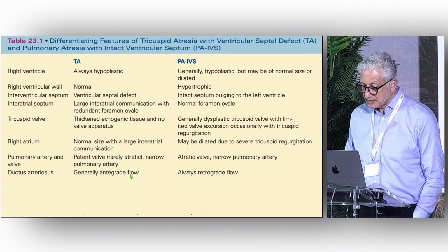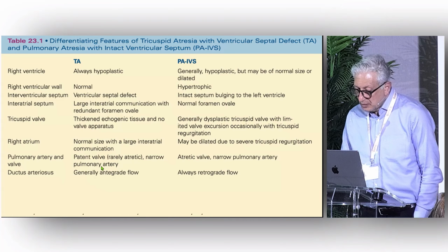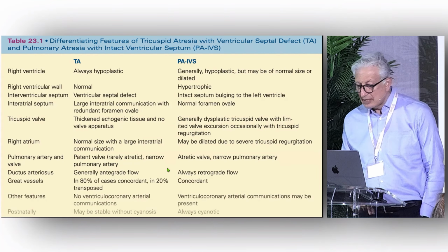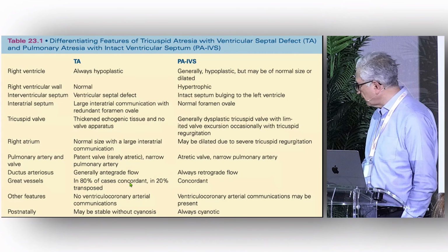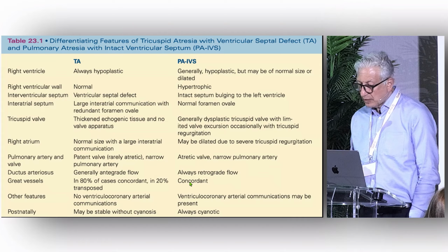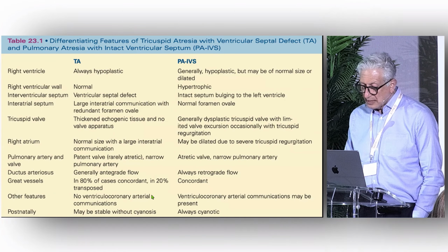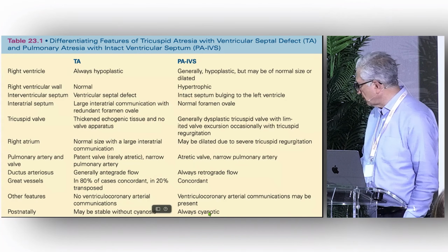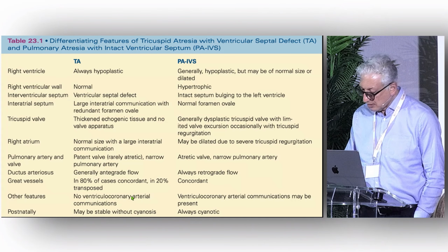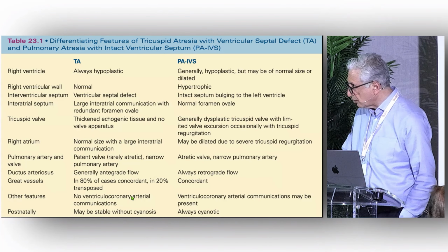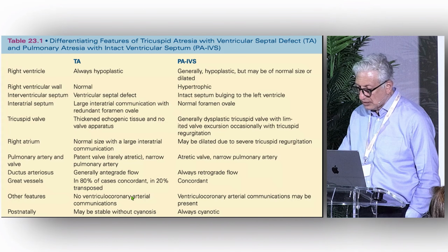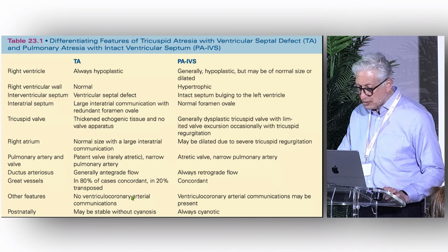The flow in the ductus is in the typical type B pulmonary stenosis, generally antegrade, but you will have always retrograde in pulmonary atresia. And last but not least, the vessels can be concordant in most cases. Here in pulmonary atresia, it's always concordant. And postnatally, these children with pulmonary atresia are always cyanotic, while the other ones may go home if they have a narrow but patent pulmonary artery, but sooner or later they will need surgery and correction, as you saw in the patient I showed you.